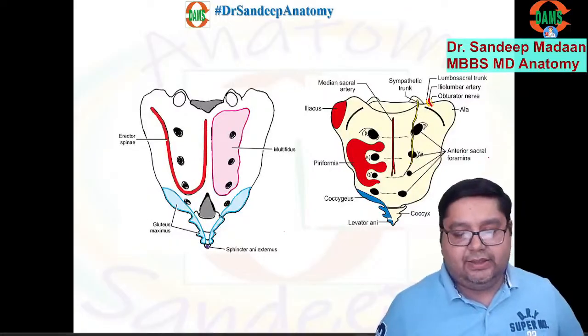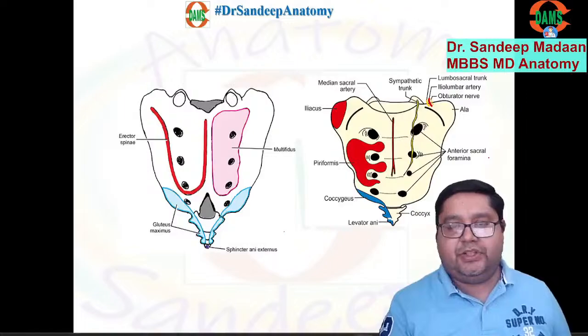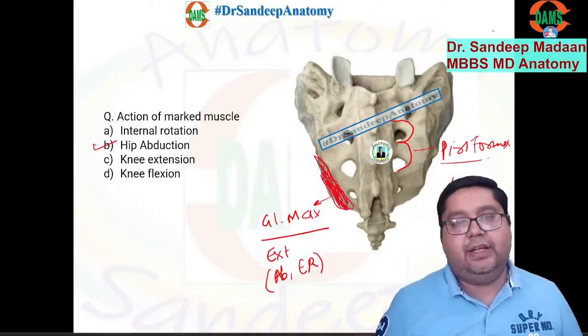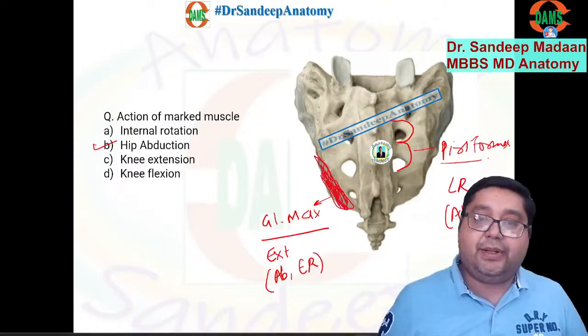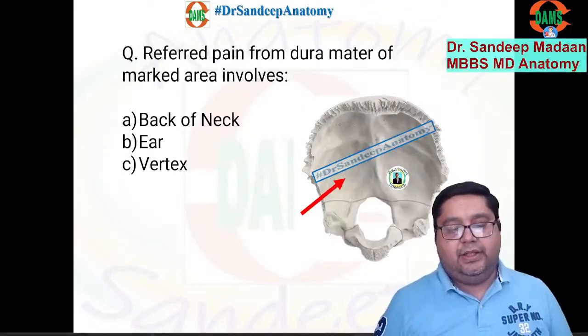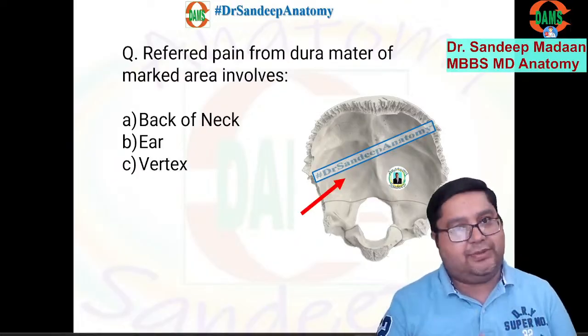So basically, I have put these two pictures just for reference, that it can be either of this picture or this picture. But as per the majority of the students, I have taken this as the final, and the gluteus maximus was marked as students are telling, and hip abduction should be the correct answer among these given choices. Now next, this dura mater of posterior cranial fossa was marked.